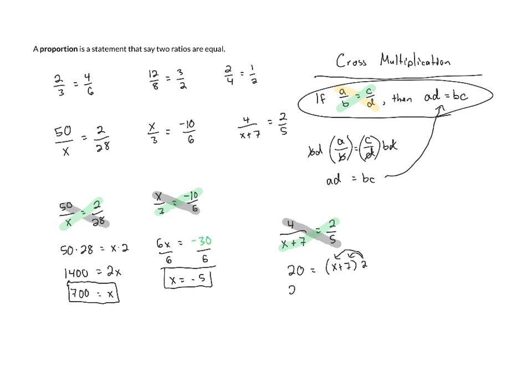All right, on the left we have 20. On the right, when we distribute that 2 times x is 2x. 2 times 7 is 14. So we've got 2x plus 14 on the right. To get that x term alone, we subtract 14 on both sides. 20 minus 14 is 6. So we've got 6 equals 2x. And if we divide by 2, that gives us x equals 3, which is our final answer.